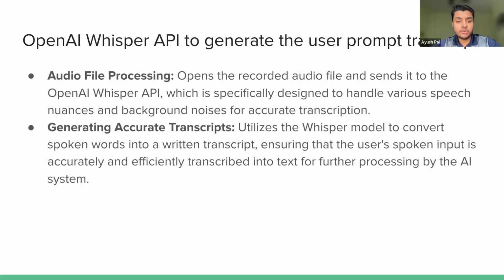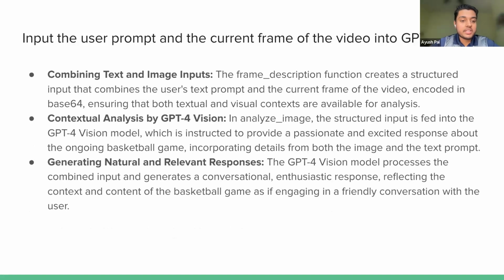So finally, the next step here is to use the OpenAI Whisper API to generate the user prompt transcript. What this is doing is taking the audio file and generating a text transcript using the Whisper model by OpenAI. Then we take that text transcript from the user and also the current frame of the video, for example this one is a basketball game, and we put it into GPT Vision.